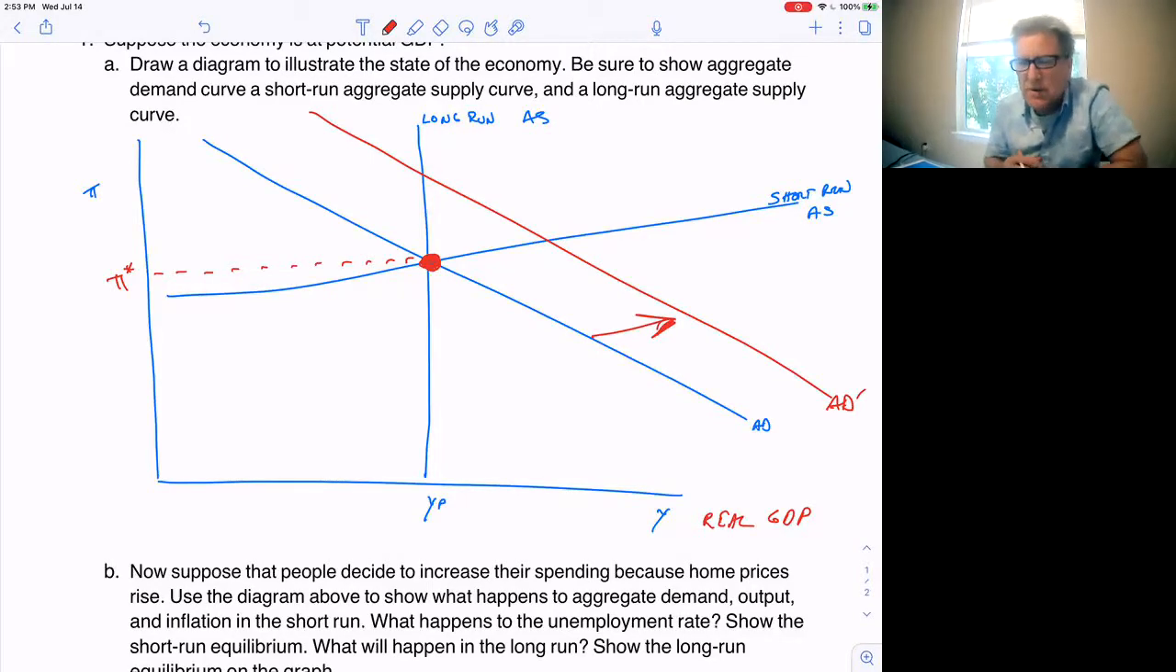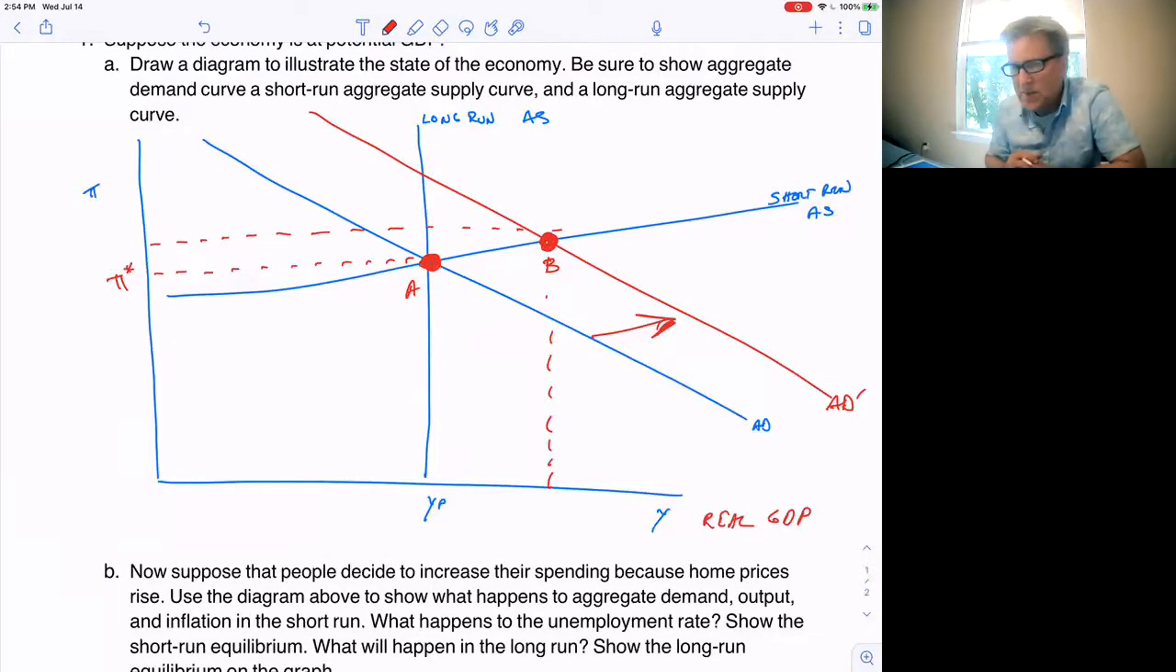So what's going to happen? We assume we get to the short run equilibrium fairly quickly, and we get to a new equilibrium right here. We'll call that point B, first one point A. We get to point B fairly quickly, and you can see that output is going to go up. It's actually going to be beyond full employment, outside the PPF.